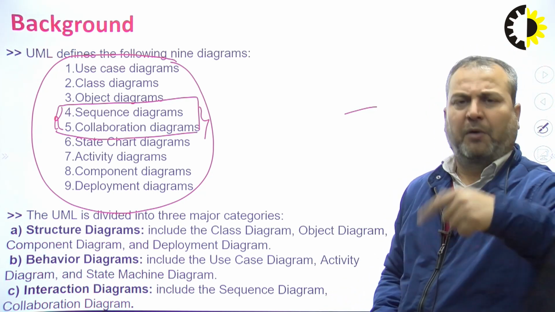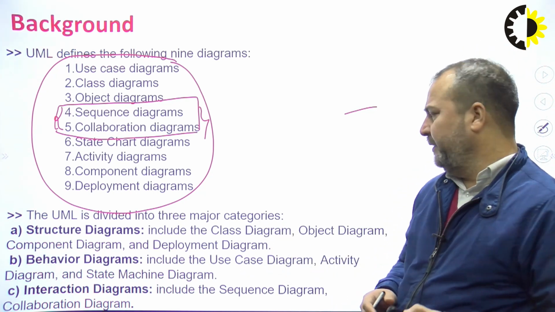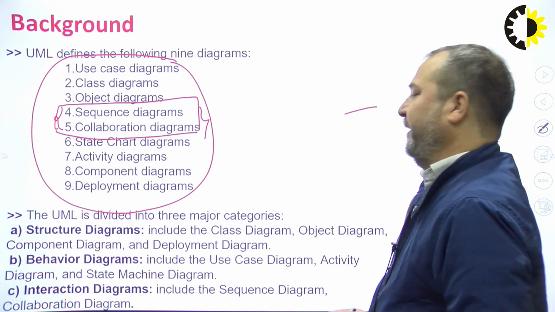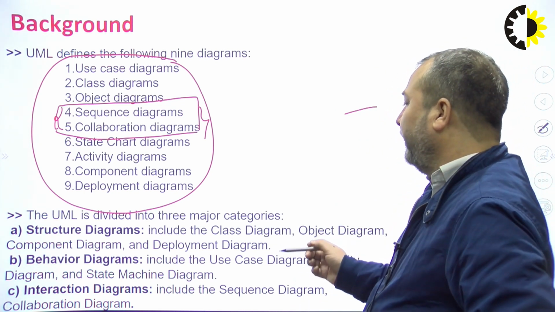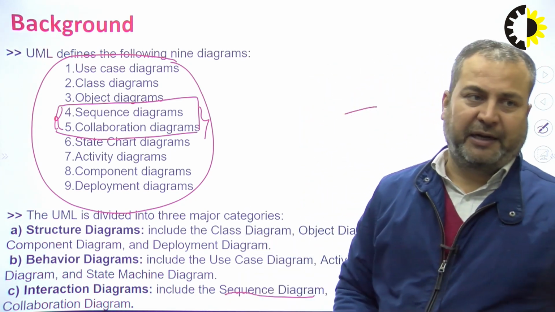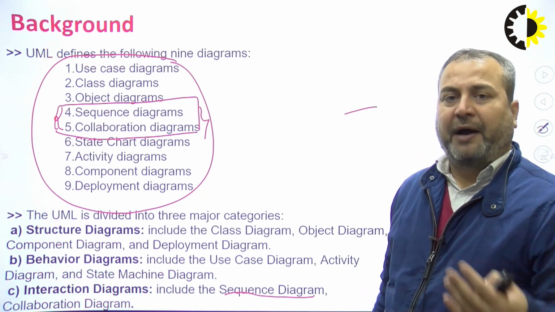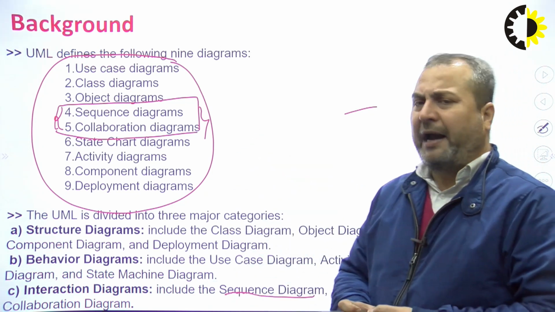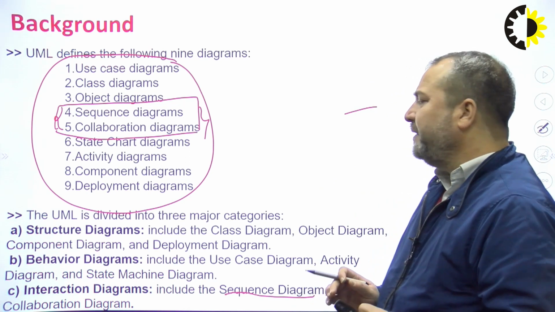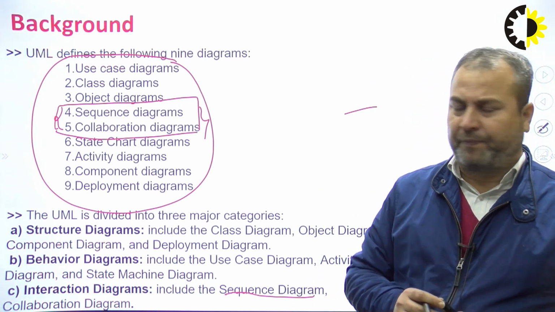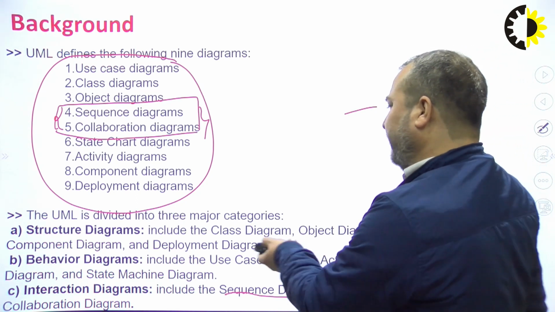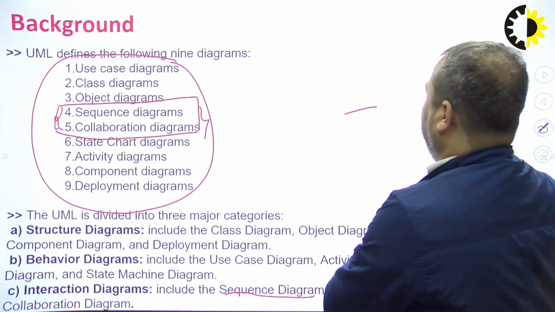Structure means design: what the data are and how we can represent them. Behavior diagrams include the use case diagram, activity diagram, and state machine diagram. The third category is interaction diagrams, which include the sequence and collaboration diagram. So UML has 9 diagrams, and these come into 3 different categories: structure, behavior, and interaction diagrams. Today we will discuss the collaboration diagram, or interaction diagram.